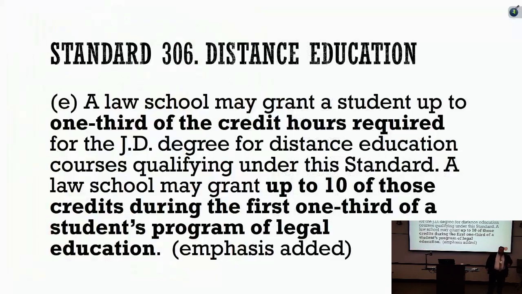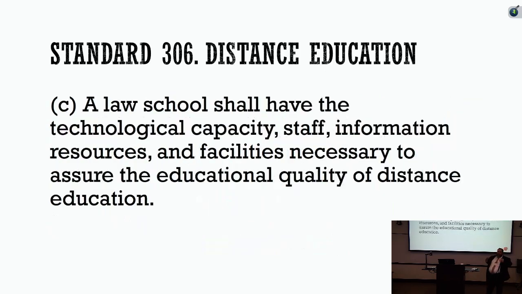And why are we doing that? Standard 306, which I have to imagine has been talked to death at this conference. That changed from 15 hours to one-third of the credit hours being available for online learning, plus the fact that 10 of those can already be in the first year. That's going to be driving a lot of decision making, and there's going to be a lot of pressure on faculty members to up the availability of their courses online. Along with that comes Section C, which says that we have to have the capacity, the staff, the resources, we have to be competent in what it is we're doing.